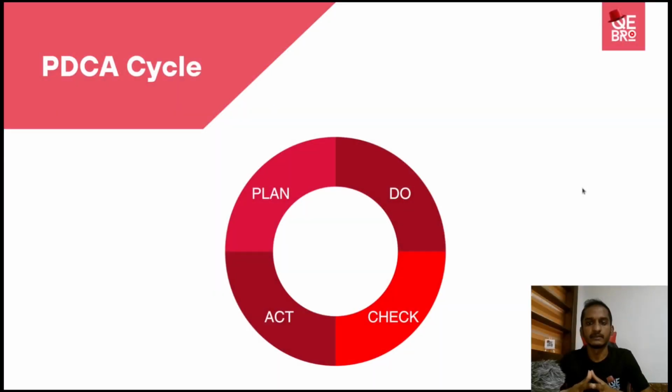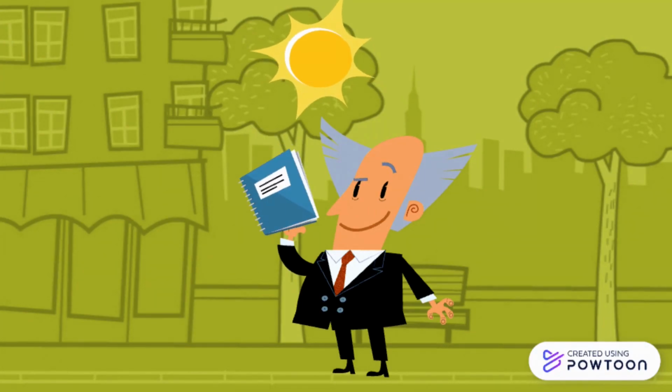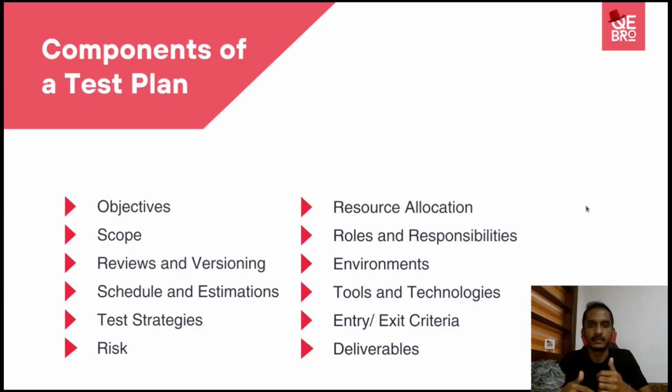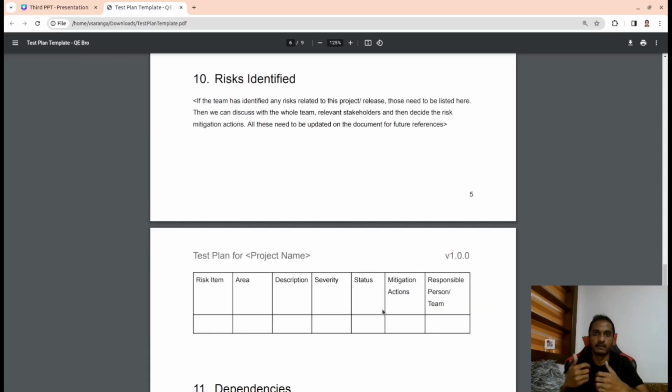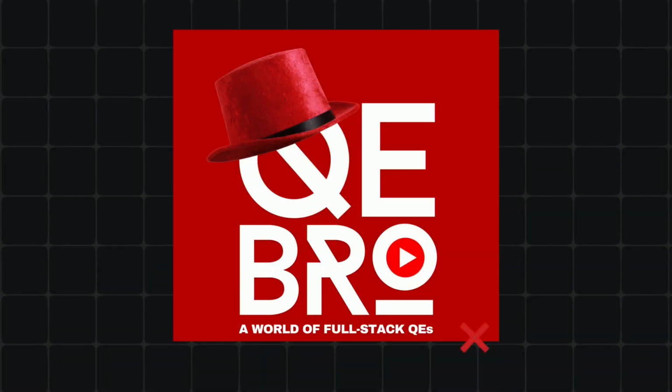The PDCA cycle. The order of the places you are going to visit should be there in your test plan. And also you need to apply these actions as well.